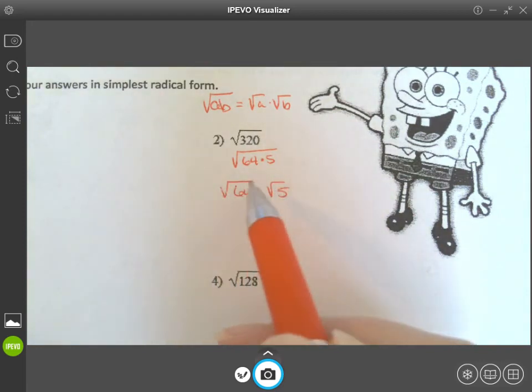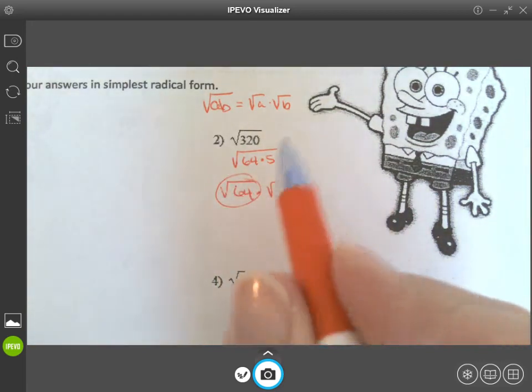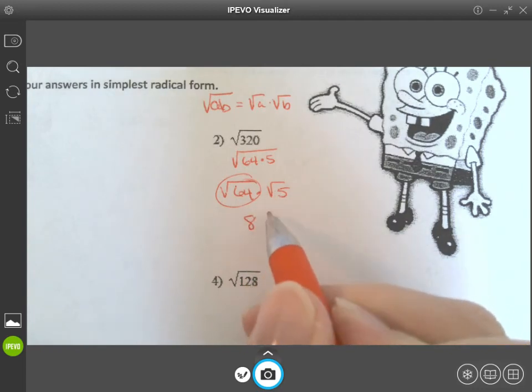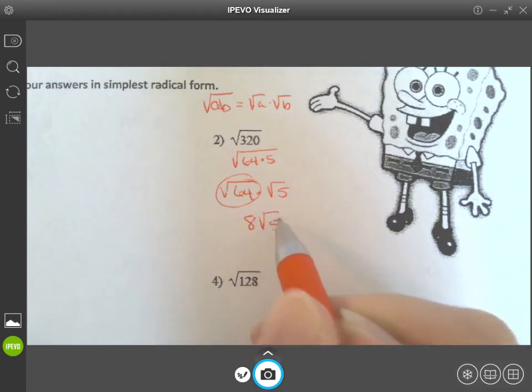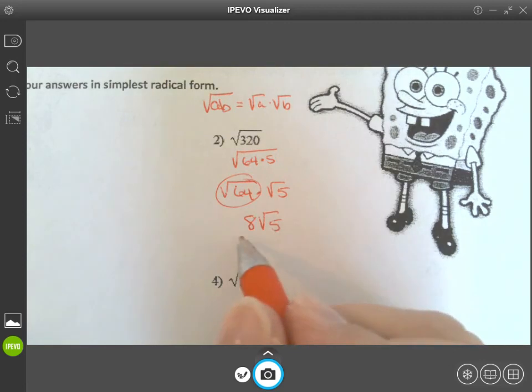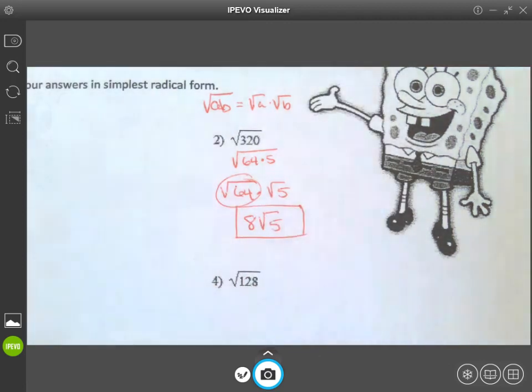What is the square root of 64? I'm going to go with 8. And then bring down the square root of 5. So you can say 8 square roots of 5 or 8 times the square root of 5. All right. That's fabulous. Now pick another one on this page to do.